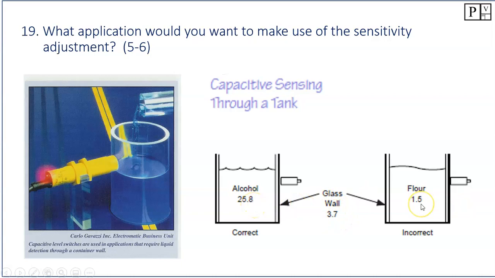But if we had flour in there, there's no way that this would work. Because if we reduced it to not see 3.7, there's no way we're going to pick up the flour within a dielectric of 1.5. So there's obviously limitations in that whatever is inside of the container has to have a higher dielectric than the box or the container that it's in.